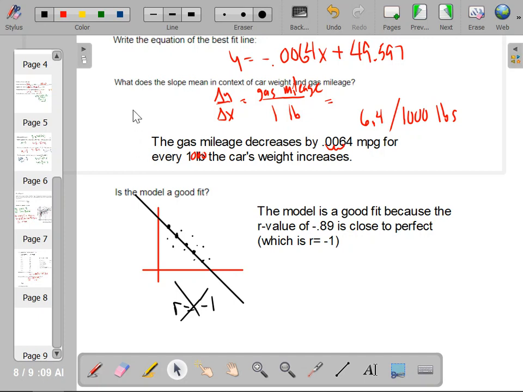So we've done all the forms of a line, and we've done some modeling with them. If you can do the crash course and you can do the study guide, you should be good to go.